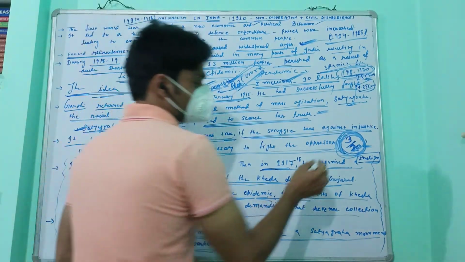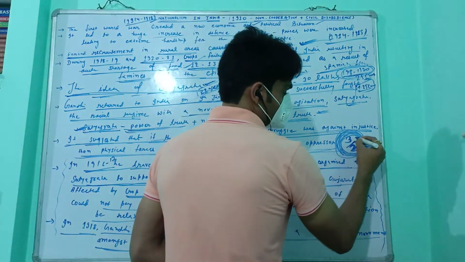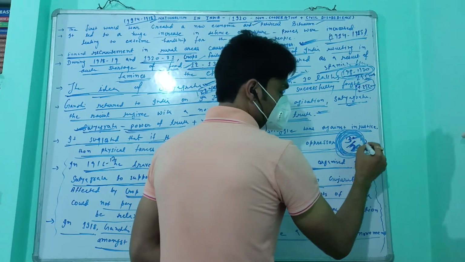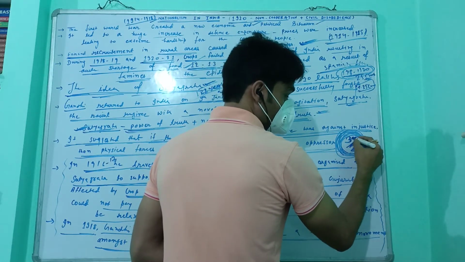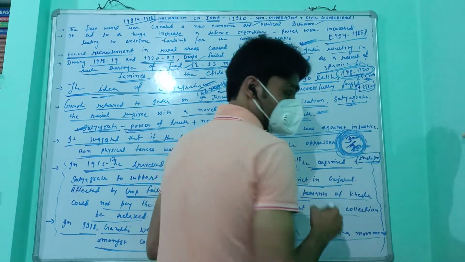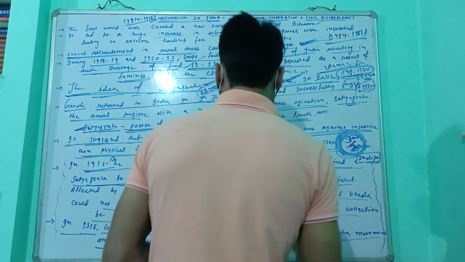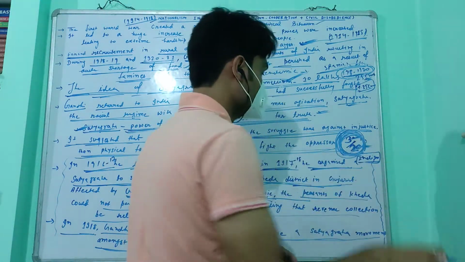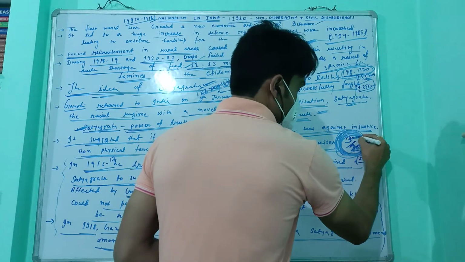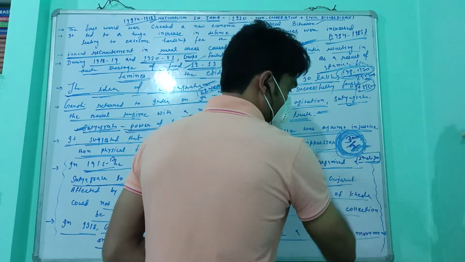So this is called the Tinkathia system. Indian farmers were forced to grow the indigo crop on at least three parts of their land out of 20.